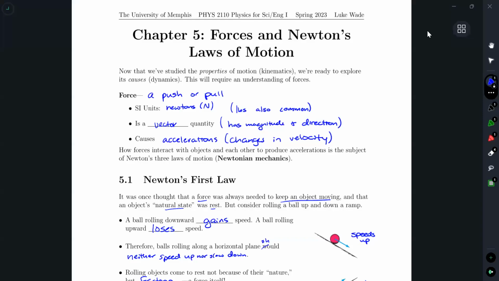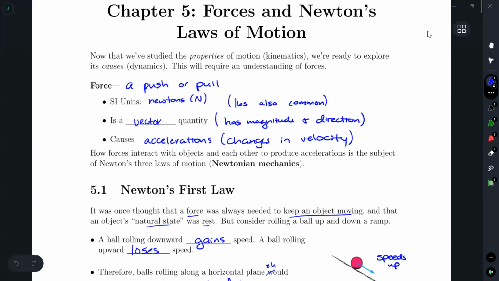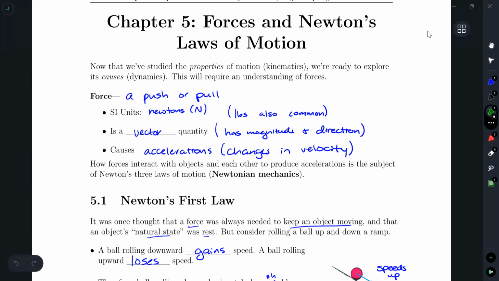So we're just going to start by going through the notes again quickly, and I'll just highlight the relevant stuff.